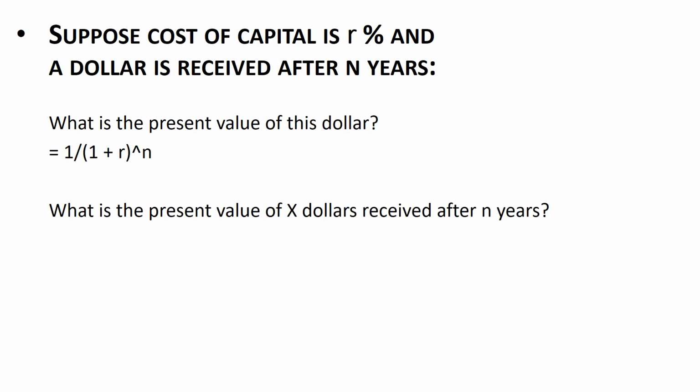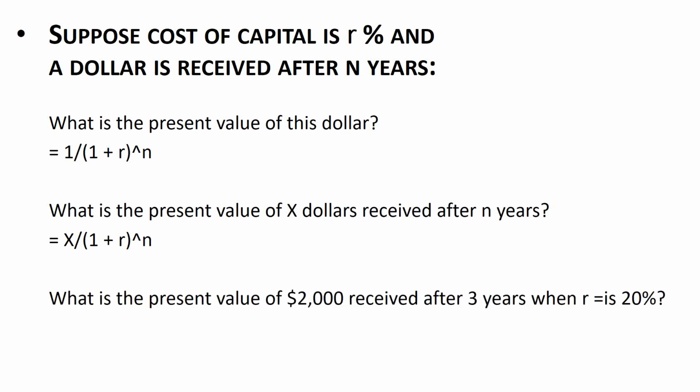So what is the present value of a general X dollars received after n years? Because remember, in our business, money is coming after year 1, year 2, year 3, and a lot of money coming after year 5. Well, it's simple. If $1 received after n years is 1 over 1 plus R to the power n, X dollars received after n years is just X times that. So what is the present value of $2,000 received after 3 years when R is 20%? It is 2,000 divided by 1.2 to the power 3.